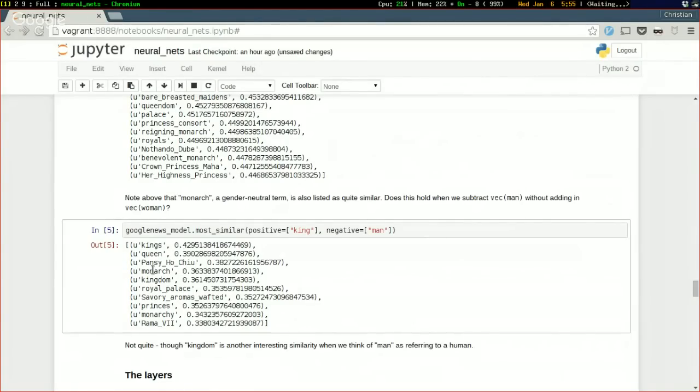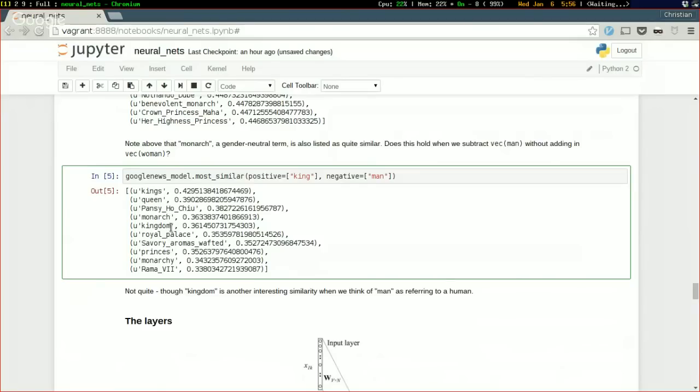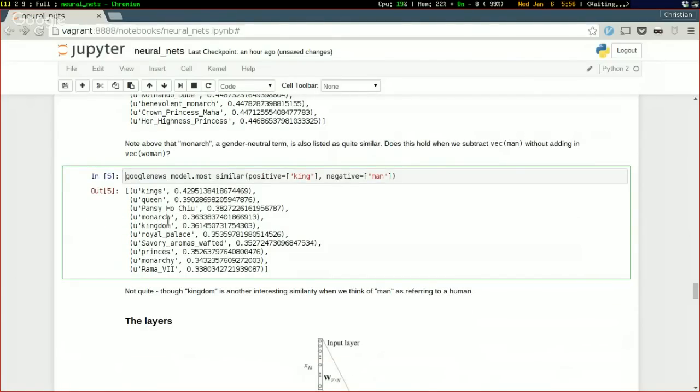You can see monarch, again, is kind of gender neutral. Kingdom is some notion of kingliness without humanity. Similarly for palace, it's associated with a king, but not necessarily with a human quite as much, maybe. So this is the kind of thing that word2vec does really, really well. It takes a lot of data in general, but well-trained, you produce extremely interesting similarities.